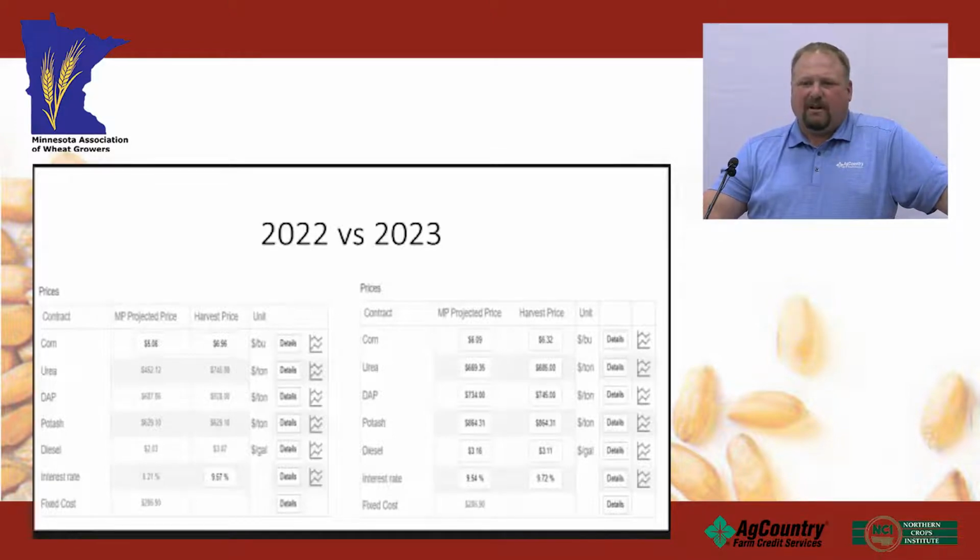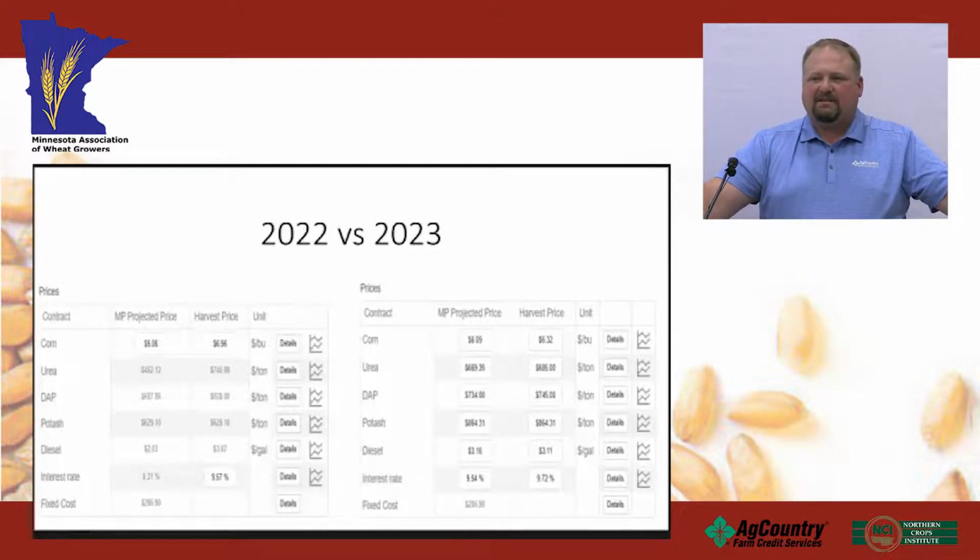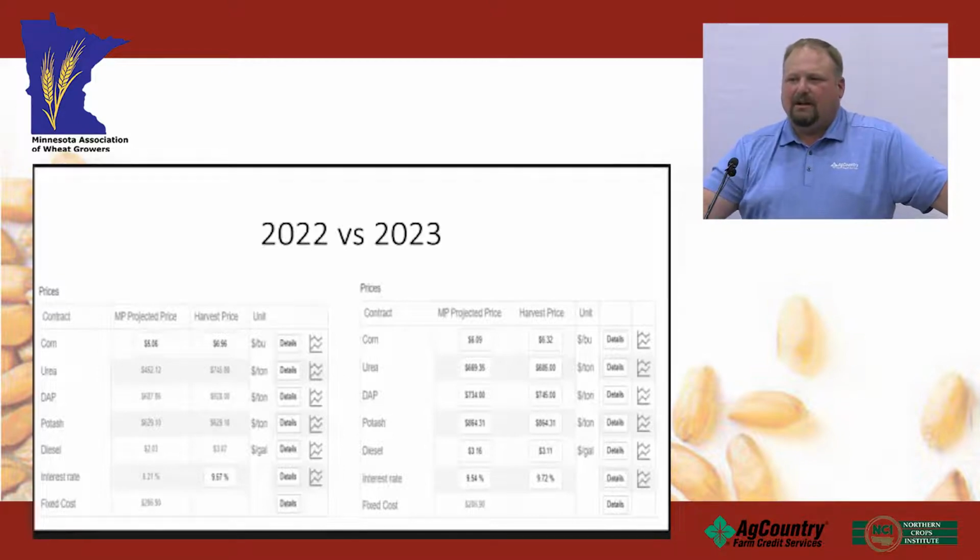So just look at where we started a year ago on the left to where we're at today, that projected price. The harvest price on the right is 2023. That's basically the current market or what it's traded. So corn has already, in the last 30 days, seen a 23 cent increase. Again, it's a rolling average, that projected price, where the harvest price is just a matter of what the futures are. But you can even see urea's up as well, DAP is up as well.